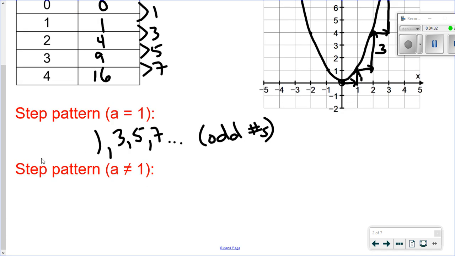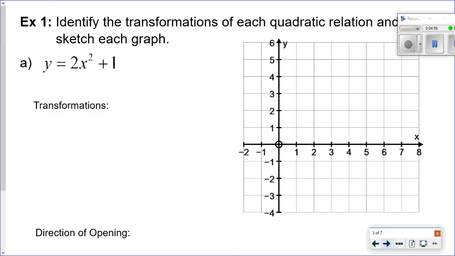All right. This works well if A equals 1. But what happens if A doesn't equal 1? Well, it turns out that it's not so difficult. Whatever the value of A is, we multiply the step pattern by that number. Okay, so it might not seem the clearest right now, but fortunately we have a few examples lined up.